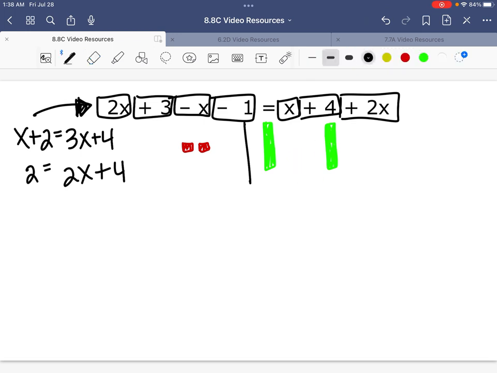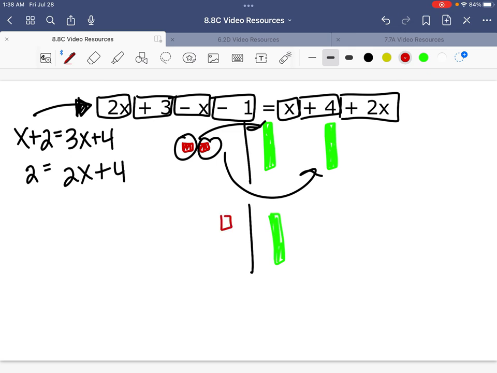And now I have 2 x's is equal to 2 negatives. My last and final step is just to share those 2 negatives with each x. And so I see that 1 whole positive x is equal to 1 negative. So x is equal to negative 1.